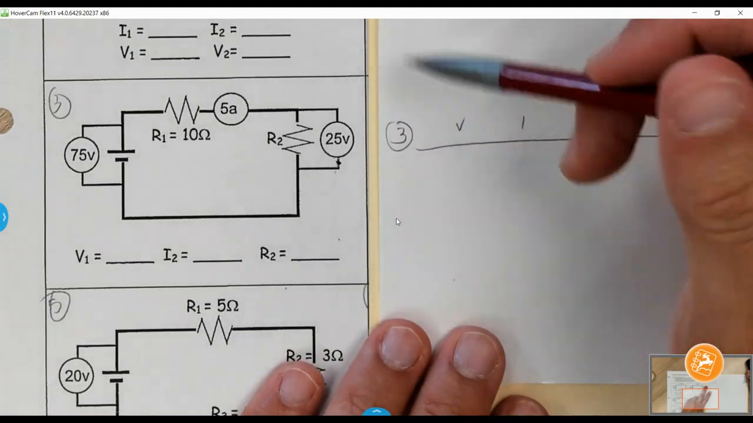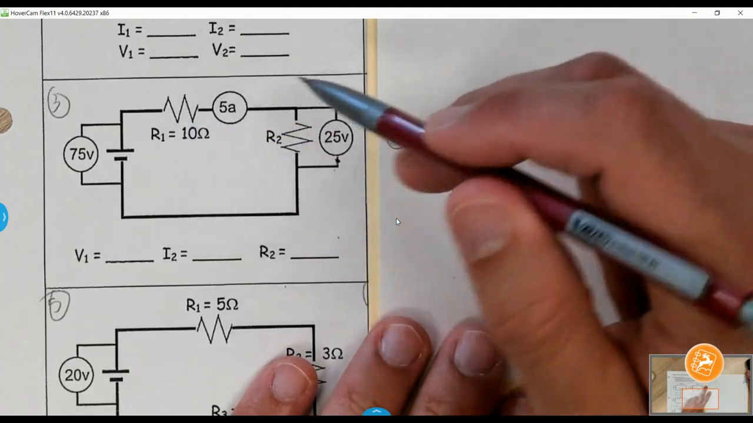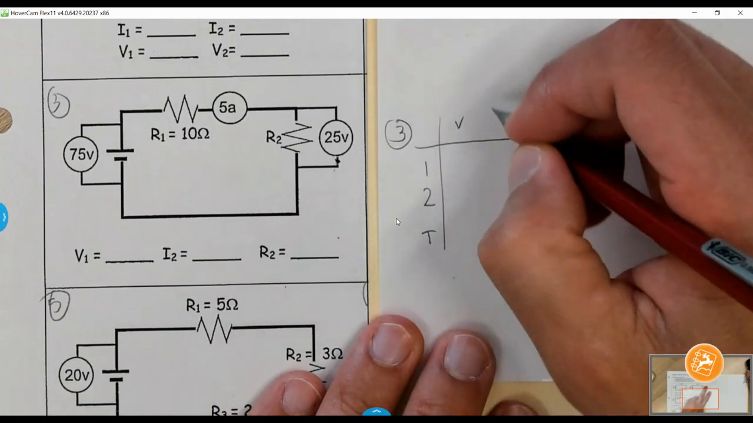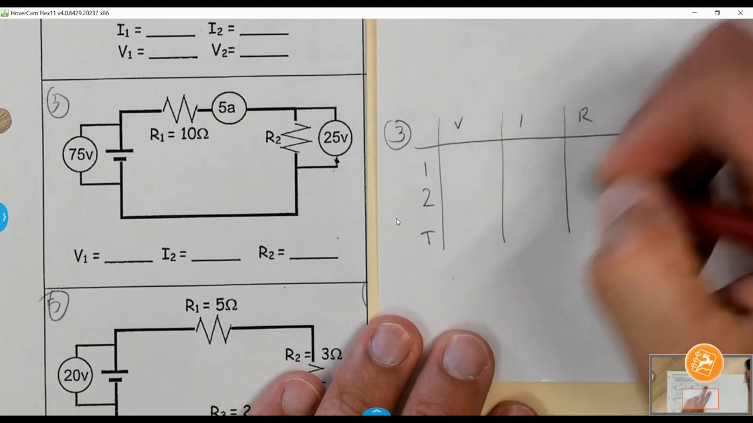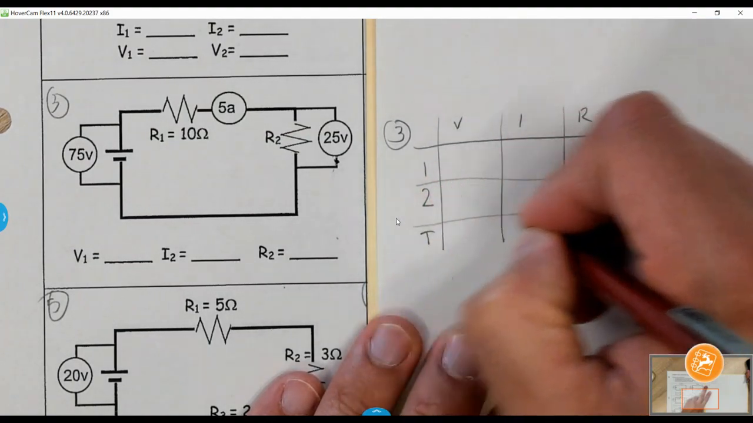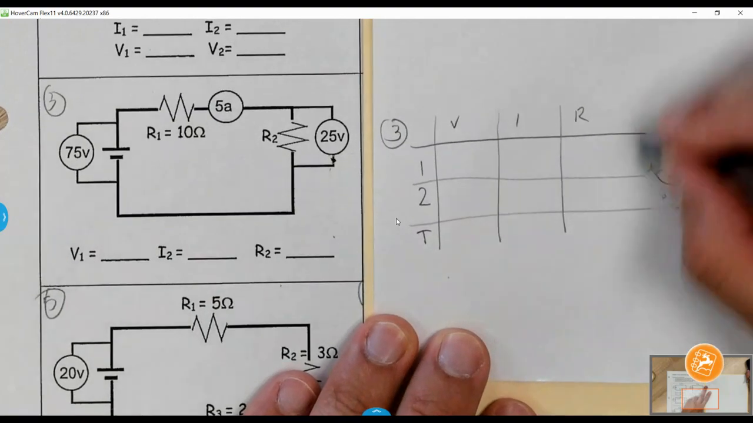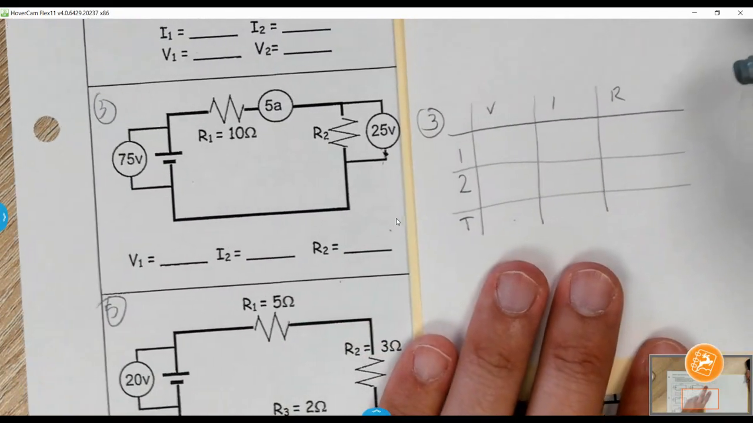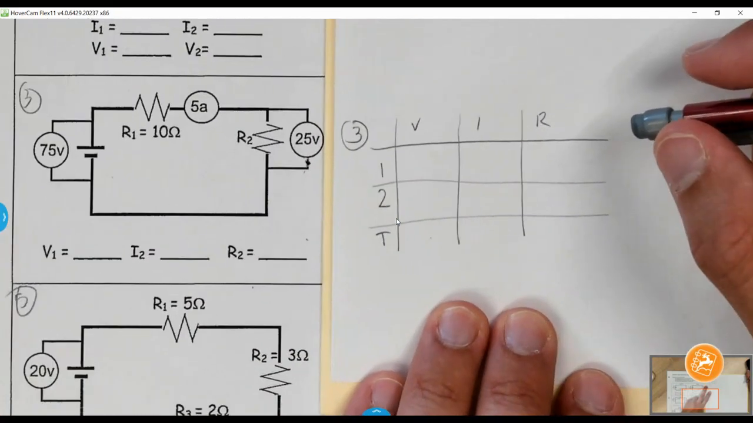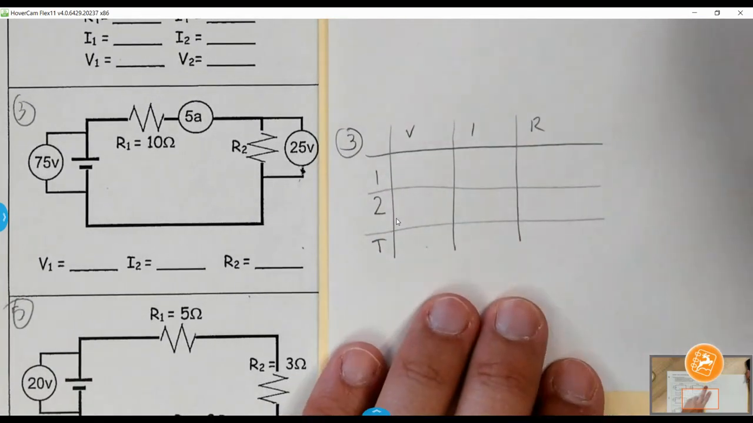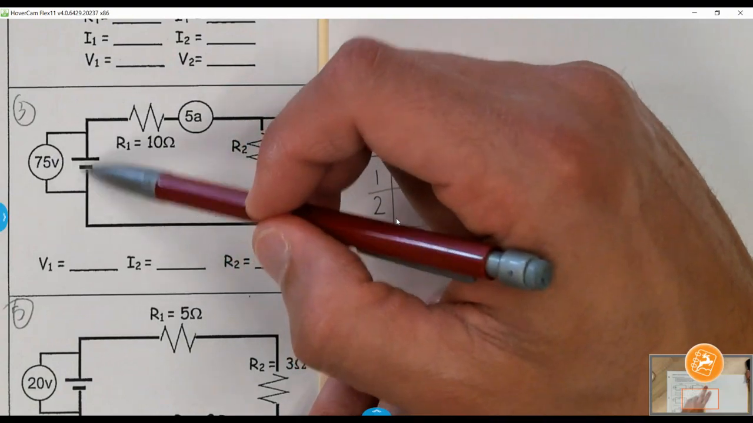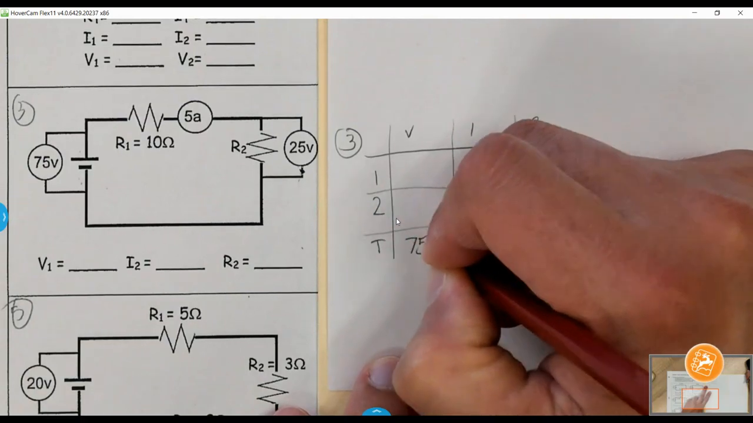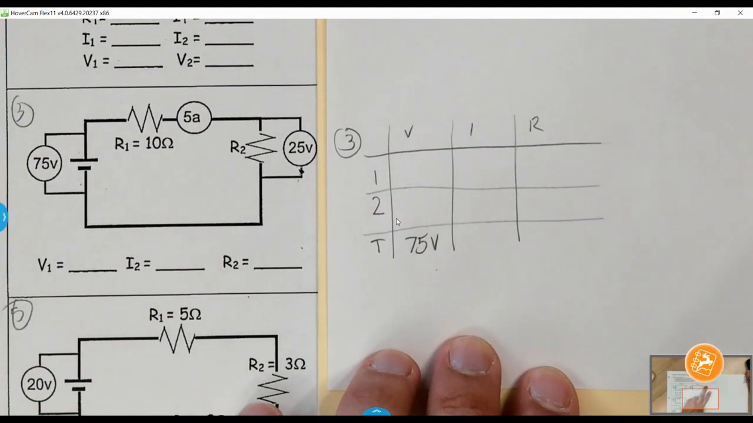How many resistors are there in this circuit? 1, 2. So I'm going to write 1, 2, and then T for total. All right, what can I fill in? Well, this symbol right here is across the battery, so that tells me that the voltage across the battery, which is our total, is 75.